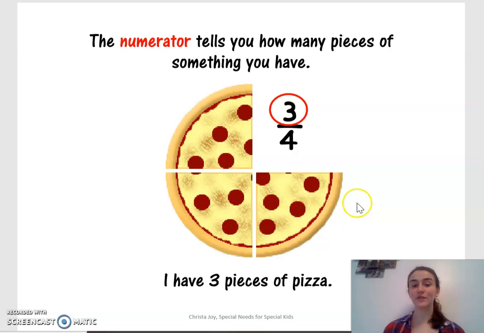So the numerator tells you how many pieces of something you have. They tell you different things, okay? So the numerator, or the number on top, tells you how many pieces of something you do have. For example, 3/4 right here. The 3 is telling you that you have 3 pieces of something. In this case, it's 3 pieces of pizza. There were 4 total, right? And now there's 3 left, and that's the number that is displayed on top, the numerator, okay?